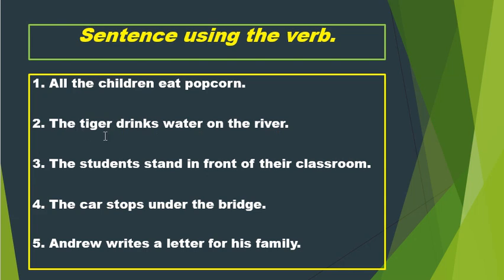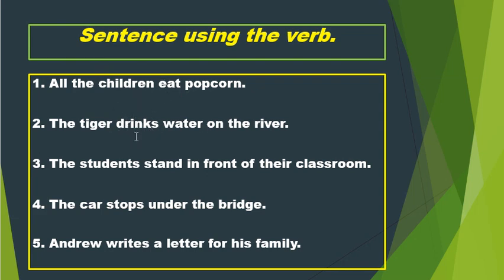Number two, the tiger drinks water on the river. So how many tigers? You must always ask how many. Tiger without s, not tigers, is one. So our verb here, drinks, must have an s, because for subject-verb agreement, when the subject is singular, the verb must be singular, with s.